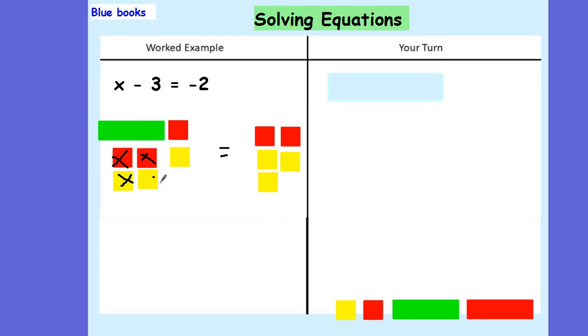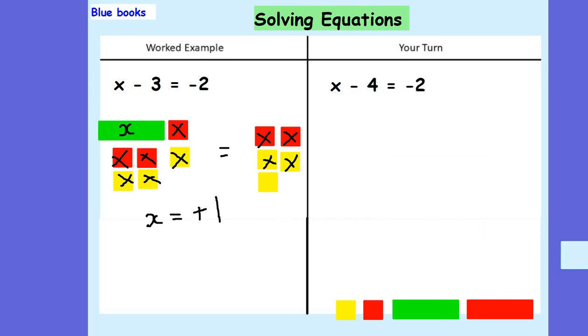There's 1, 2 and 3. And I do the same to the other side. That tells me my green rectangle x is equal to positive 1 in this case. In your dark blue books year 7, pause the video for a minute. Here's one for you to do. Okay, let's go through the answer.